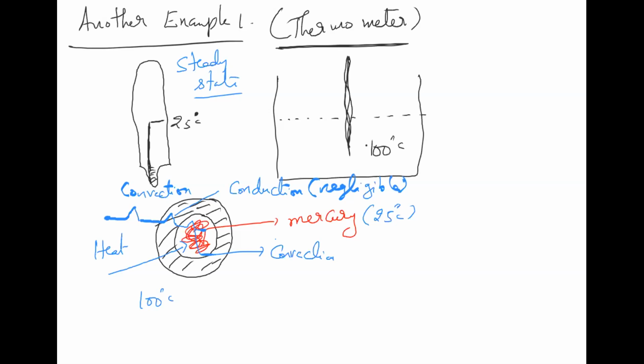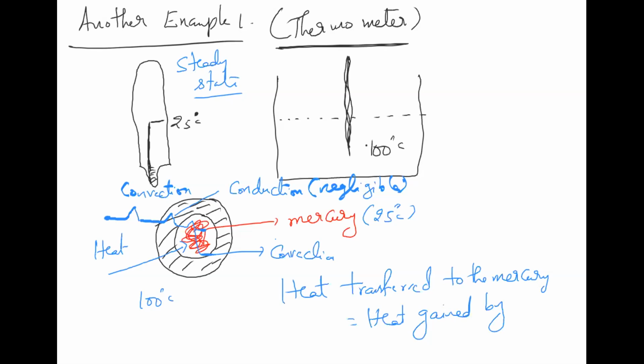The thickness of the glass wall is so less that, let's say, conduction is negligible, or let's say the resistance of conduction is negligible. Then what is left out is convection. So how do you write the model? Heat transferred to the mercury is equal to heat gained by the mercury.